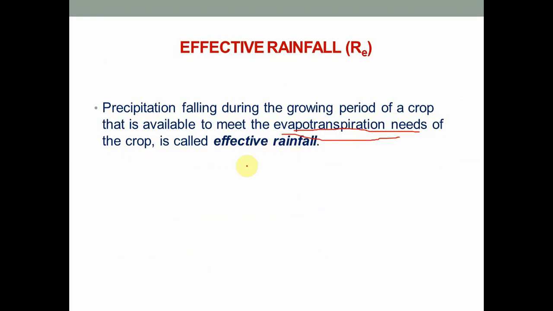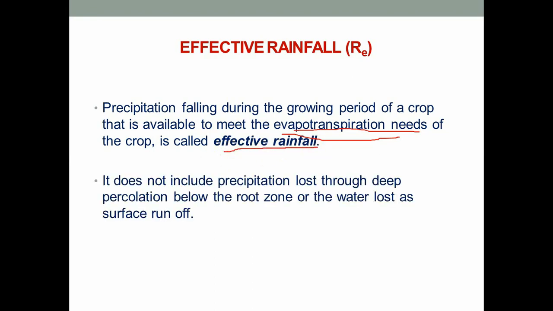Okay, so the rainfall which falls during the crop period, or during the growing period of the crop, and meets the evapotranspiration, that means that rainwater is utilized for transpiration, that is building of plant tissues, as well as for evaporation from soil and plant leaves, then that rainfall is known as the effective rainfall. Now this effective rainfall does not include precipitation lost through deep percolation below the root zone or the water lost as surface runoff. Okay, that you have to keep in mind.